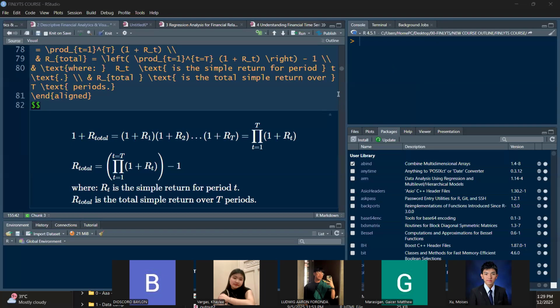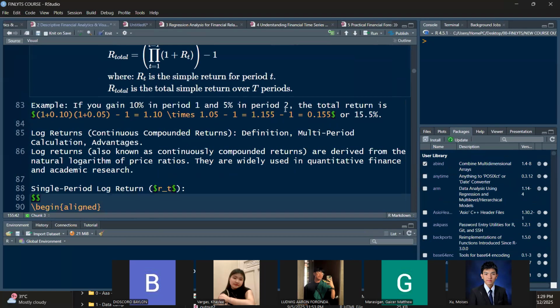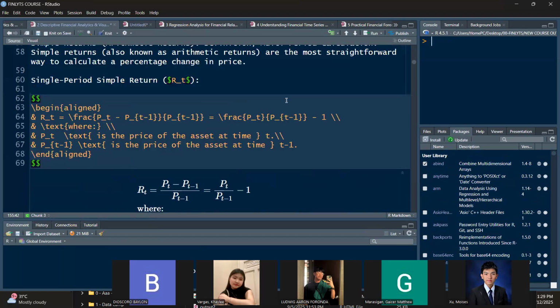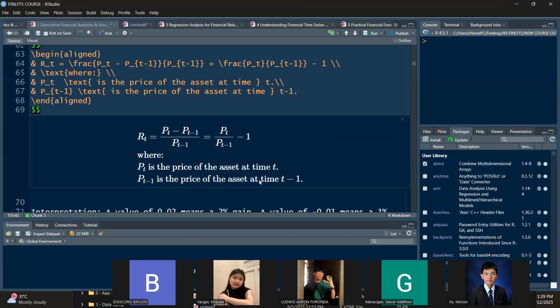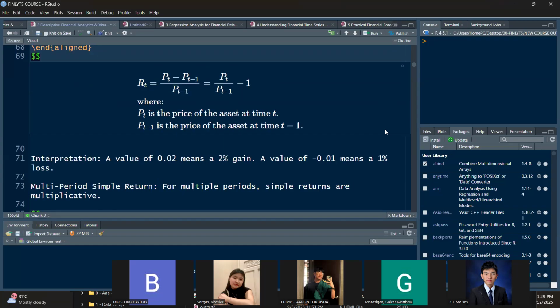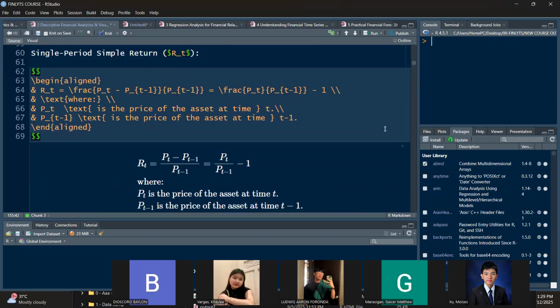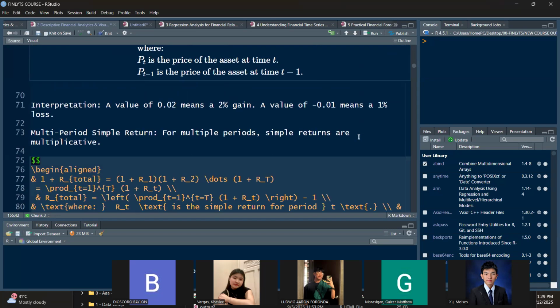Okay, good morning, everyone. Today we're going to continue our discussion of returns. Last time we discussed single period simple returns. By way of review, the formula is simply the quotient of your price at time t divided by price at time t minus 1, and then minus 1. This is what we call the simple return.